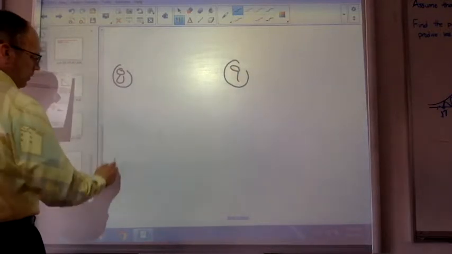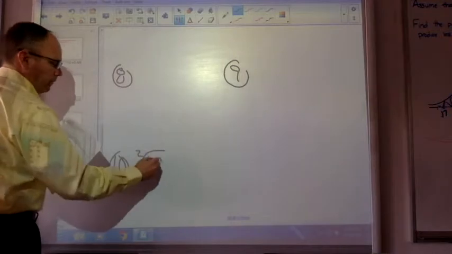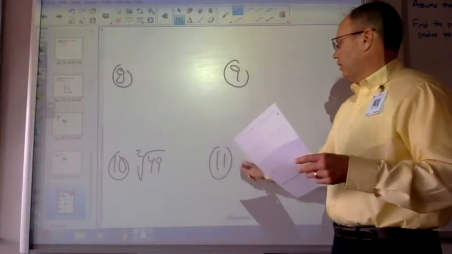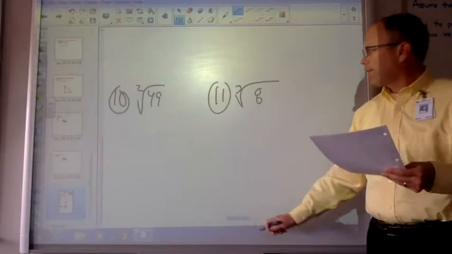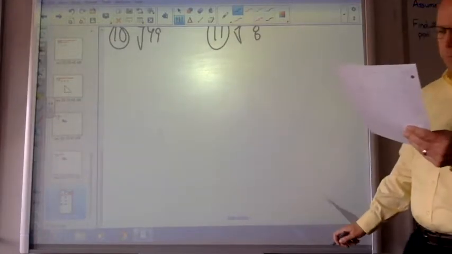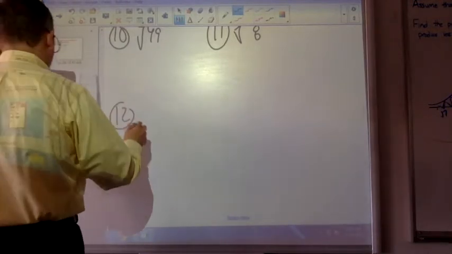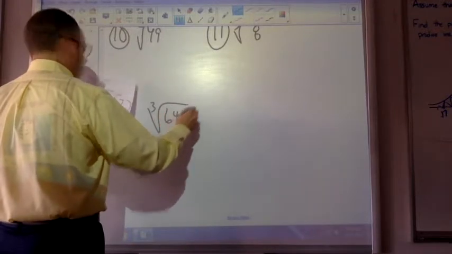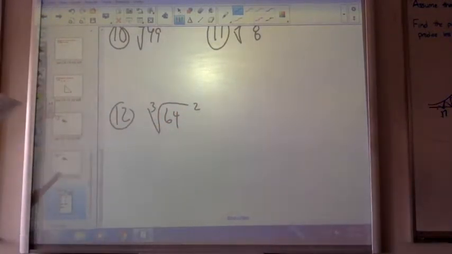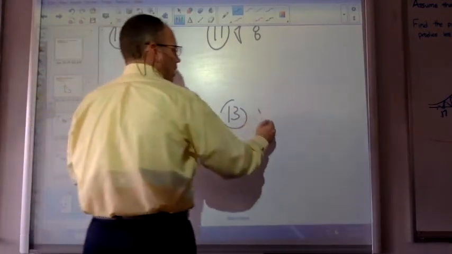Number 10 needs to be written as a radical. So 49 to the 1/2 power is the square root of 49. Number 11 needs to be written as a radical. That's going to be the third root of 8. Okay? Number 12 needs to be written as a radical. So it's the third root of 64 raised to the 2nd power. Number 13 needs to be written as a radical. That's going to be the square root of negative 4.